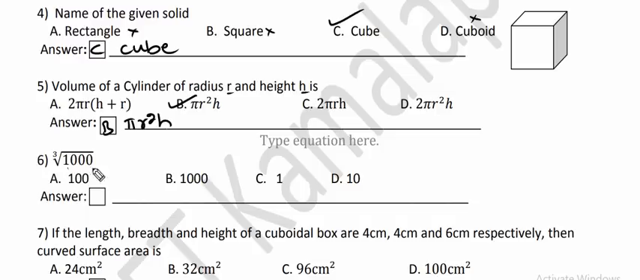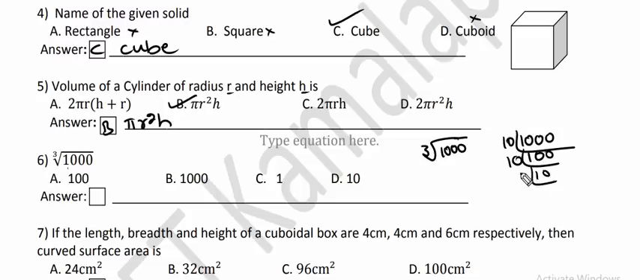Here they ask us to find out the cube root of 1000. Here cube root of 1000 means we have to divide 1000 by 10. That gives you 100, and again dividing by 10 gives you 10. That means 10 into 10 into 10 gives you 10 cube. That is, the cube root of 1000 is equal to 10. Option D, 10 is the correct answer.